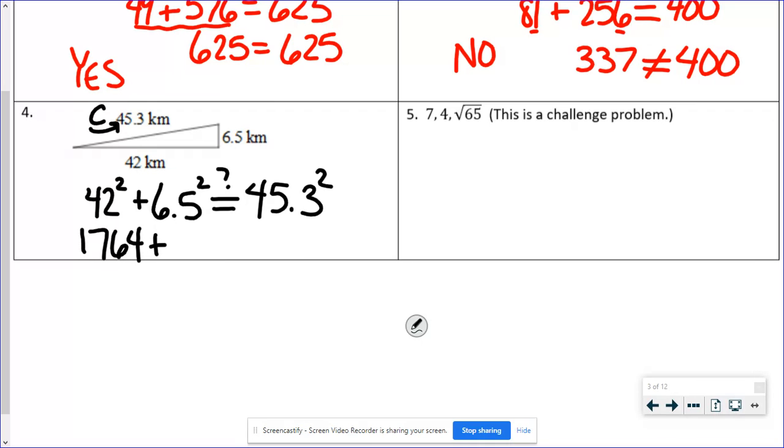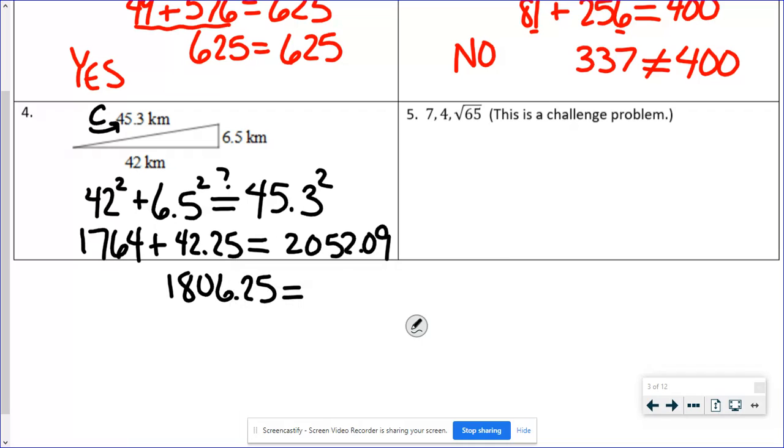And 6.5 squared is 42.25. I want to know, is that equal to 45.3 squared, which is 2052.09. Again, even just looking at the decimal places, on the left side, all I'm going to have is a 0.25, on the right side it's a 0.09. This is not going to work. When I add this, I'm going to get 1806.25, and that does not equal, oh, that's supposed to be 52. It's not the same, right? So clearly this is not going to be a right triangle.